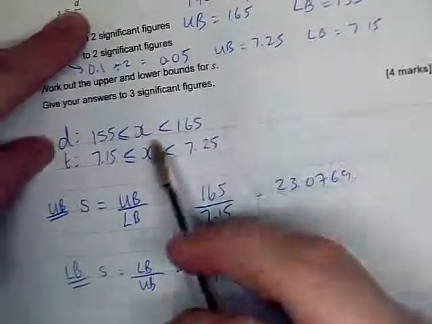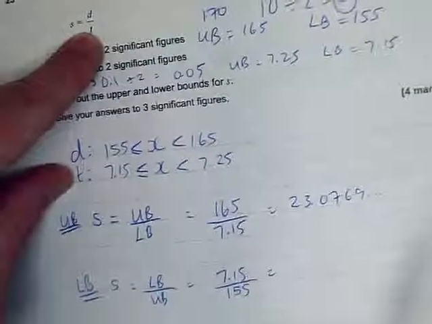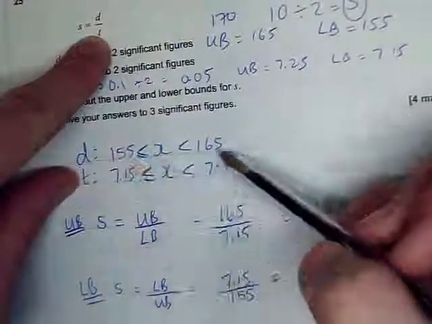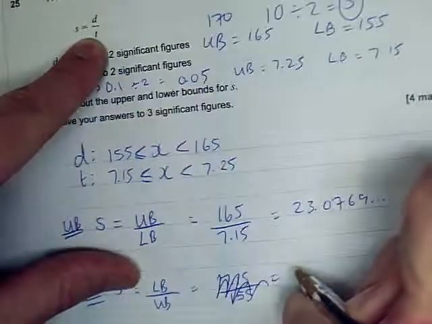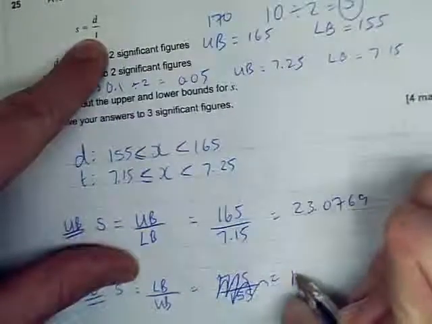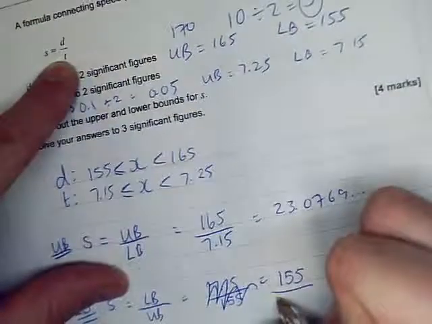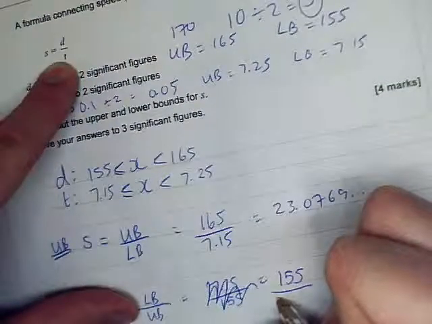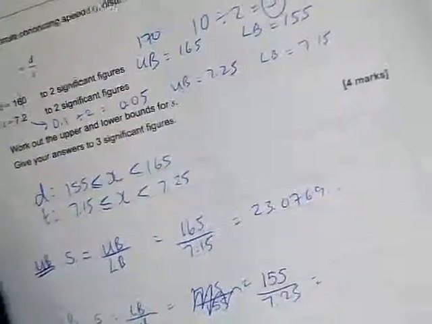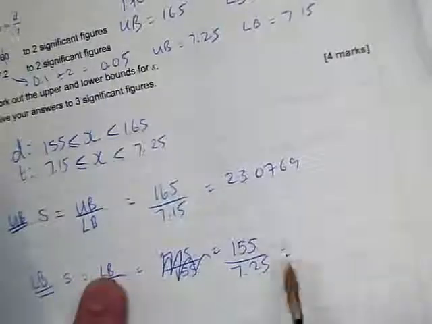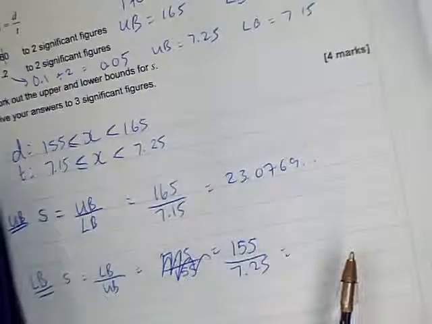So distance was the numbers in the hundreds. The t was the numbers in the units. So I should have actually done that. So it was my lower bound divided by my upper bound. Let's try that again.